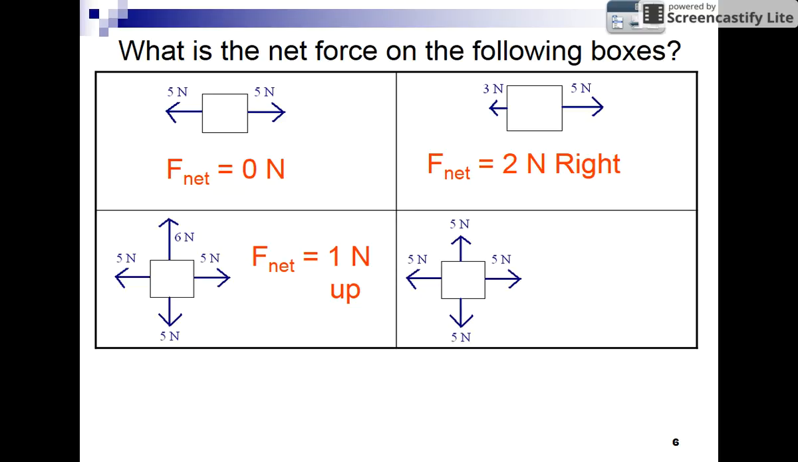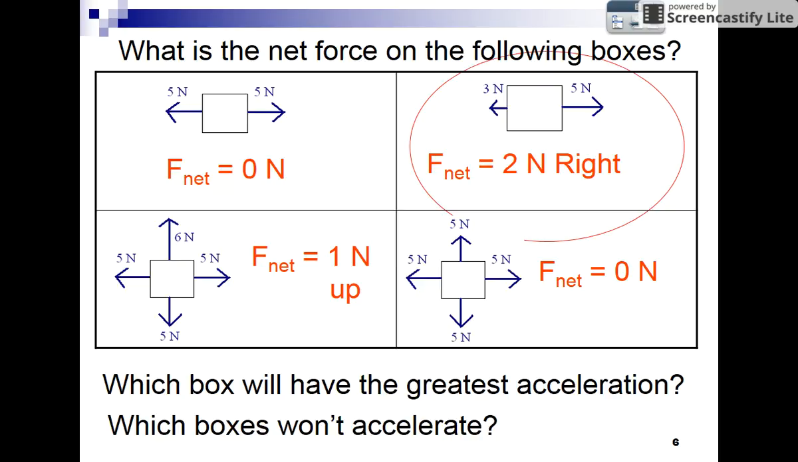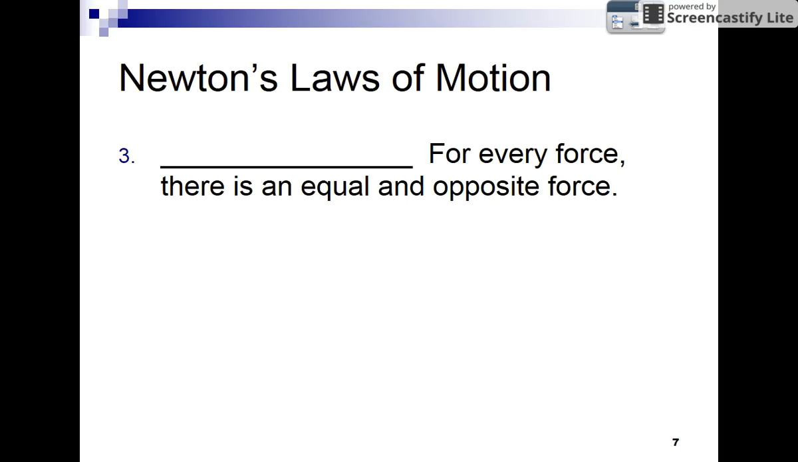And on this last box here, after looking at those, you should be able to see that it should be 0 newtons. All right, so which box would have the greatest acceleration? Hopefully this is very easy for you guys to see that it has to be that top right one because it has the largest net force. And which boxes won't accelerate? And of course, that should be the two that have 0 newtons of net force, so it should be that first and last box.